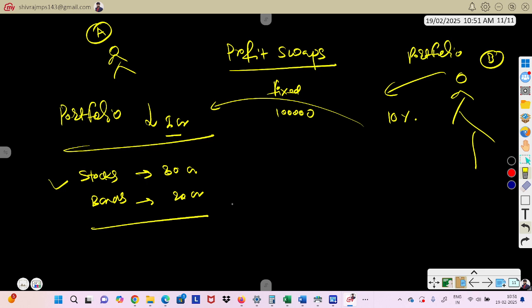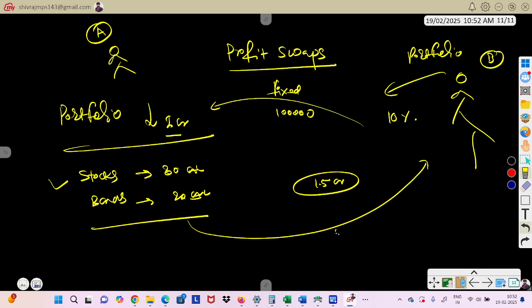What if, let's say, sorry, it's 80 lakhs. So what if 1 crore becomes 1.5 crore? So this 50 lakhs profit, sorry, 50 lakhs, it will be received by B. But we will only pay 10 lakhs. Why? It was committed.